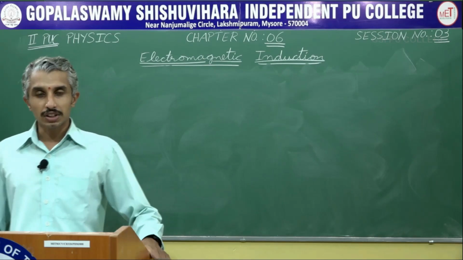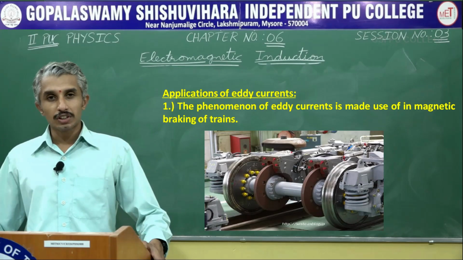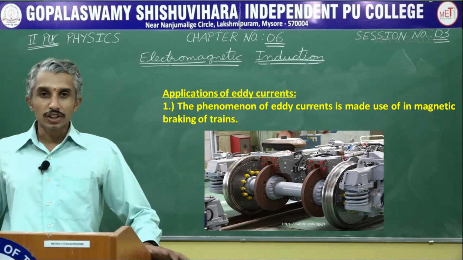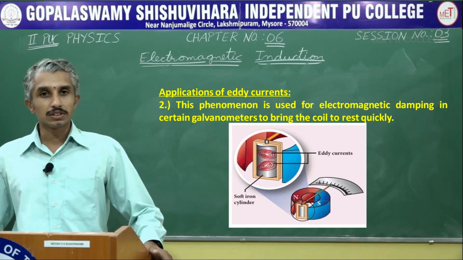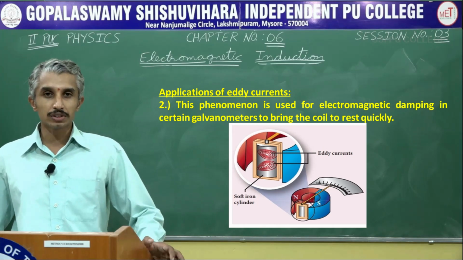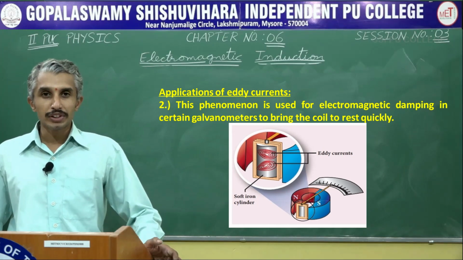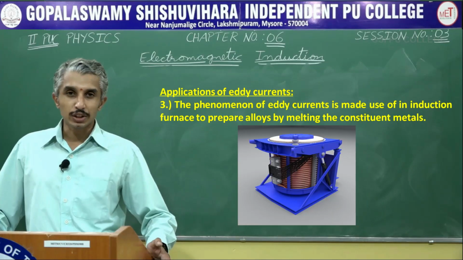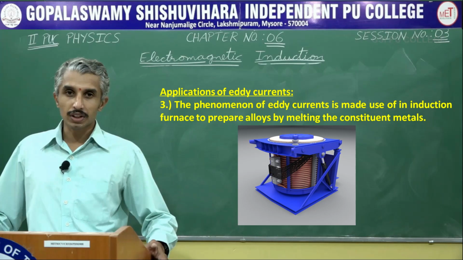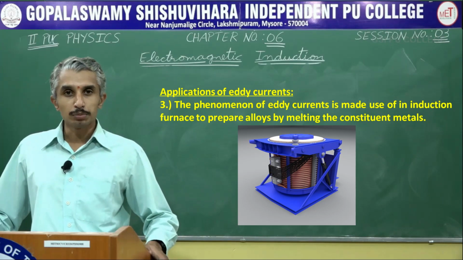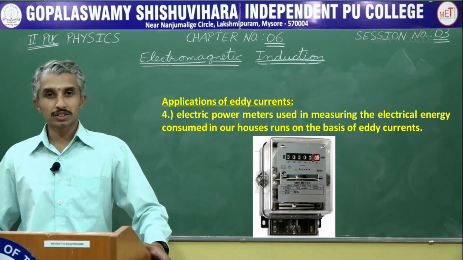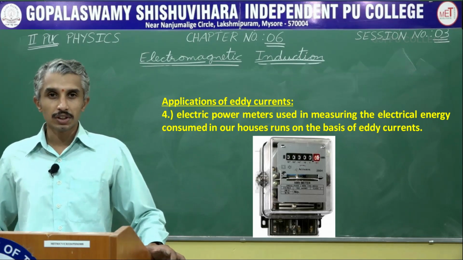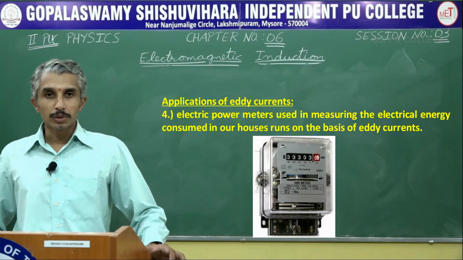What about applications of eddy currents? The phenomenon of eddy currents is used in magnetic braking of trains. The electromagnetic damping is used in certain galvanometers to get the galvanometer pointer back to its rest position. Also, eddy currents are used in induction furnaces to prepare alloys from the constituent metals. Electric power meters used in measuring the electrical energy consumed in our houses run on the phenomenon of eddy currents.